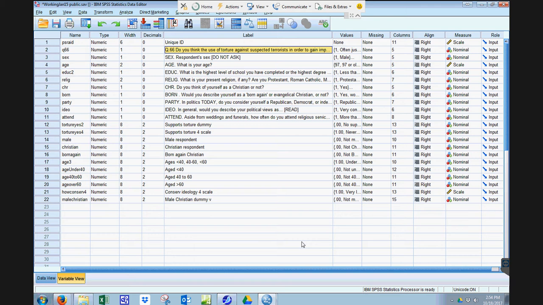Do you have a nominal variable, which is to say categories that have no logical order? And if it is a nominal variable, is it a dichotomous variable, in which case we'll use a different test than we use for nominal variables more generally?